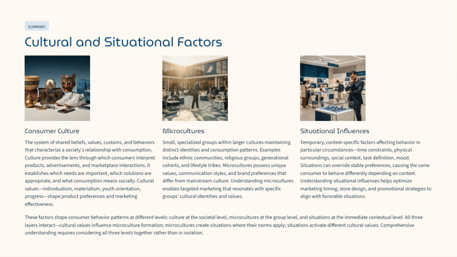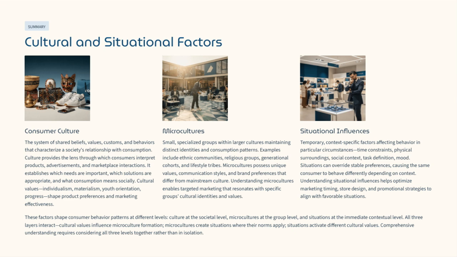Now, focusing on situations, they are often temporary and context-specific, affecting behavior in particular moments. Factors like time constraints, physical surroundings, social context, how a task is defined, or even a person's mood can have a powerful influence. Situational factors can sometimes override a consumer's stable preferences, leading the same person to behave differently depending on the context. By understanding these situational influences, marketers can better optimize their strategies, whether it's timing campaigns, designing store layouts, or crafting promotions that align with the most favorable situations for consumer engagement.